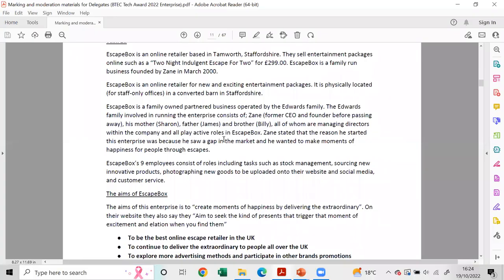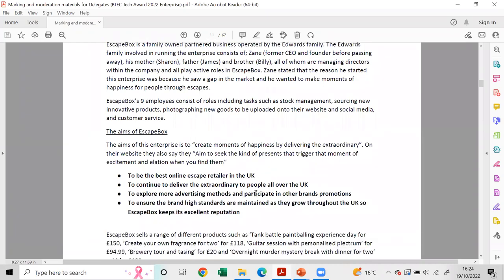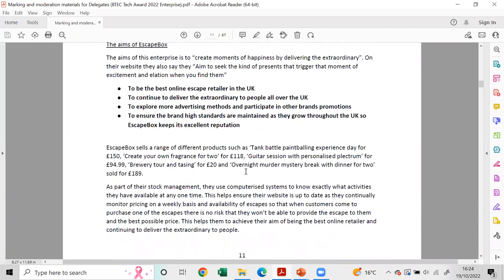Right. Escape box. They've told you where it's located. They've told you, you know, for one of their products, what they charge. A little bit of history about who owns it, how many people work there. Their aims are just listed. So I'm going to just point that out.